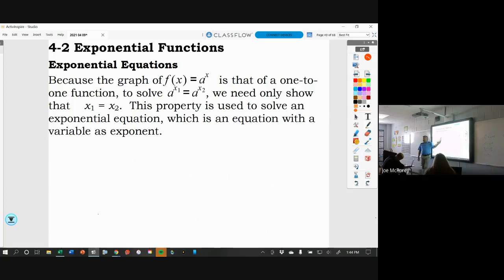Okay? So when we're solving exponential equations, what we want to try to do is rewrite the equation with both sides using the exact same base. If the bases are the same, then we set the exponents equal to each other, and we actually ignore the base. This property is used to solve an exponential equation, which is an equation with a variable in the exponent.